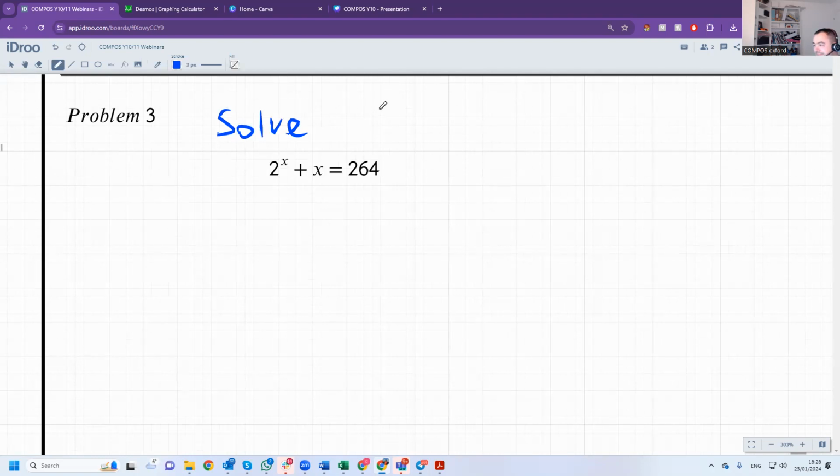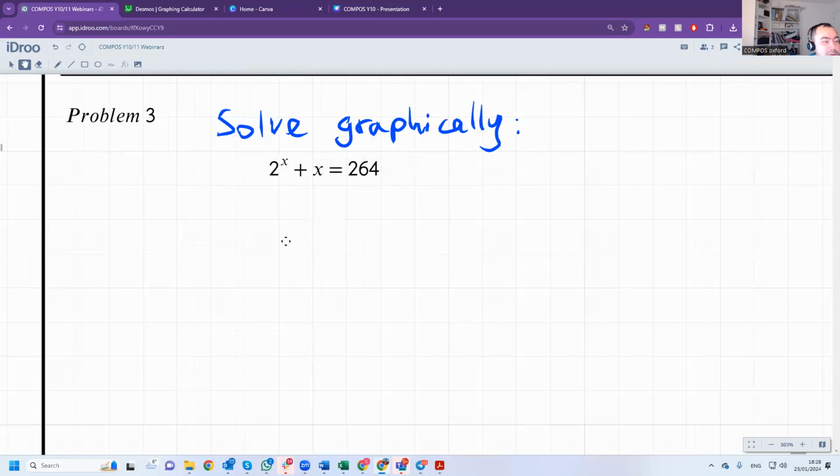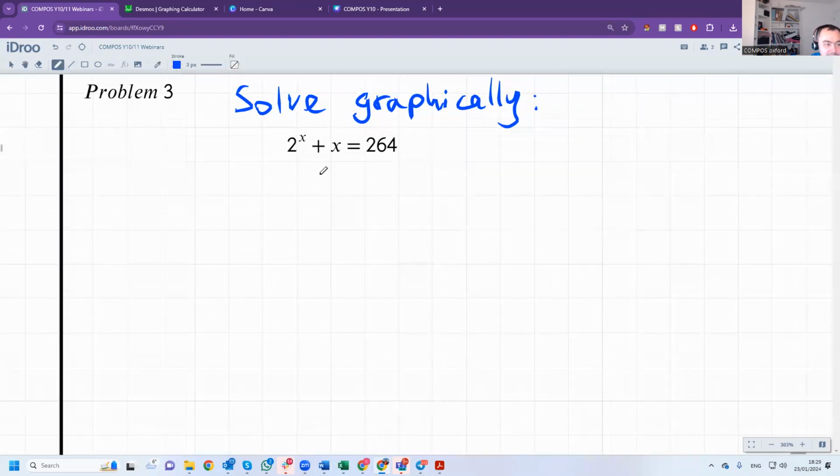It is logs. Ooh. Well, I'm not expecting you to use logs at this stage. Solve graphically. Graphically. So what I'm going to do is break it down.